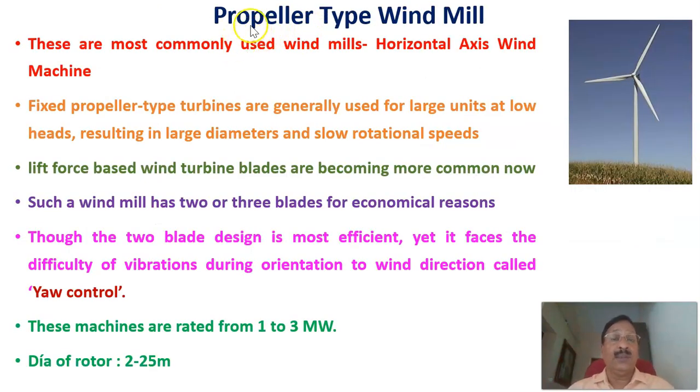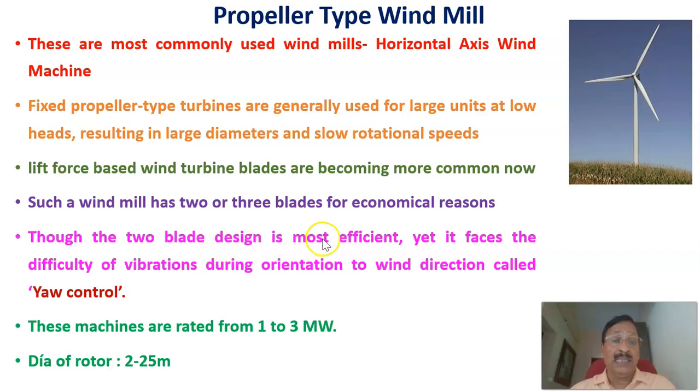Now, coming to the propeller type windmills. Propeller type windmills are the most commonly used windmills, and that is also a horizontal axis wind machine. Fixed propeller type turbines are generally used for large units at low heads, resulting in a large diameter and a slow rotational speed. Here, lift force based wind turbine blades are becoming more common, as we have seen in the last slide. Such windmills have 2 or 3 blades for economical results.